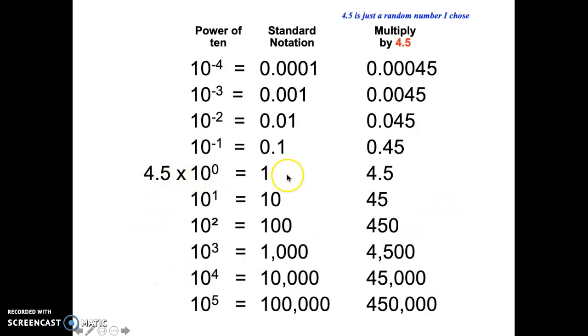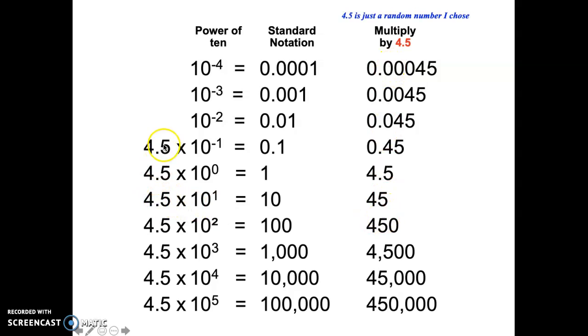Didn't I take 1 and multiply by 4.5? That's the same as 4.5 times this power of 10. Didn't I take 4.5 and multiply by 10? Well, that's 4.5 times this power of 10. Here I took 4.5 and multiplied by 100. Well, 100 is 10 to the second power. And what I'm doing here is changing all of these answers over here to what's called scientific notation. Remember, A times 10 raised to some power? Well, here I've got 4.5 times 10 to some power.